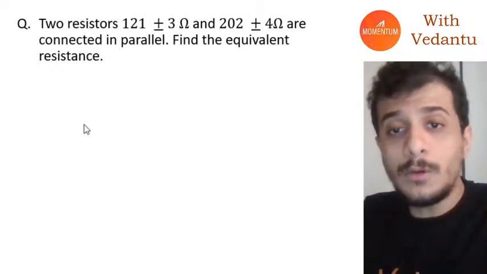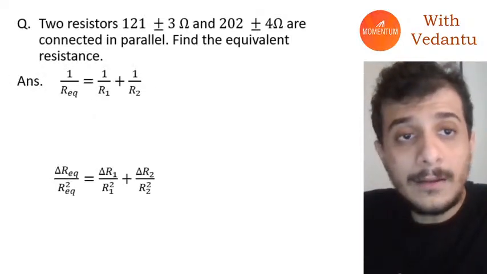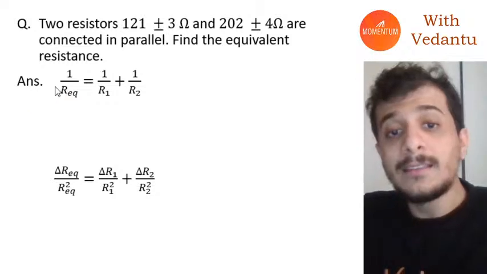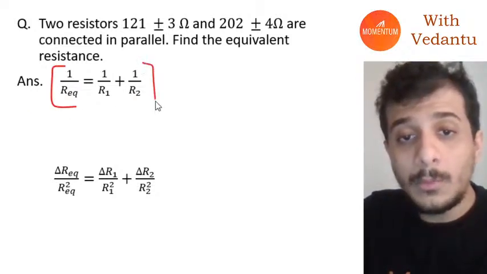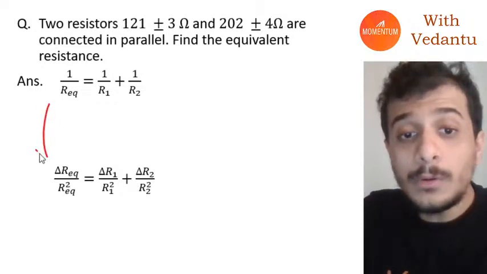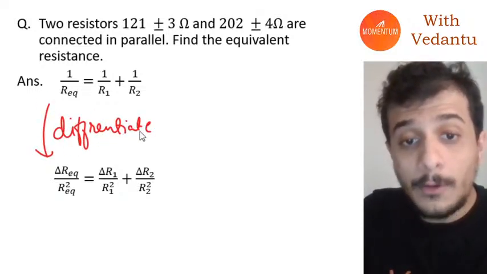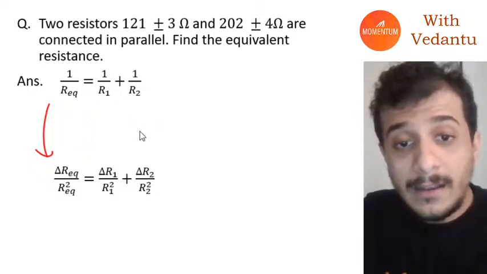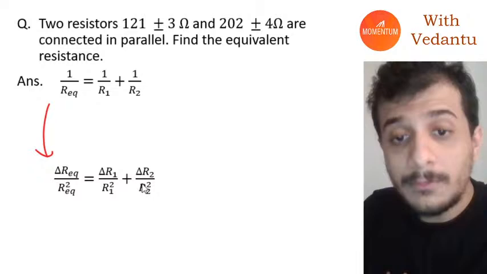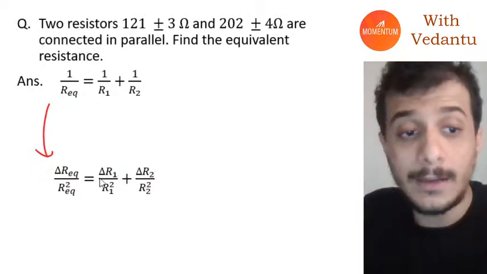Okay, so first thing you have to understand here is, guys, if they are connected in parallel, then the equivalent resistance is given by this formula. 1 by R equivalent is 1 by R1 plus 1 by R2. And if you differentiate, you will get the second formula. The error in R equivalent divided by R equivalent square is equal to delta R1 by R1 square plus delta R2 by R2 square. You have to use both of these to get the correct answers.